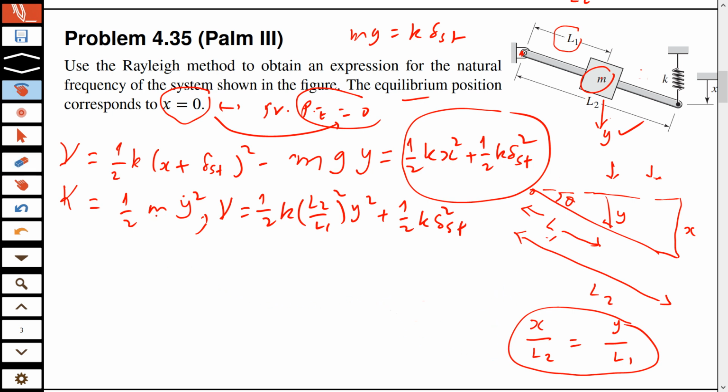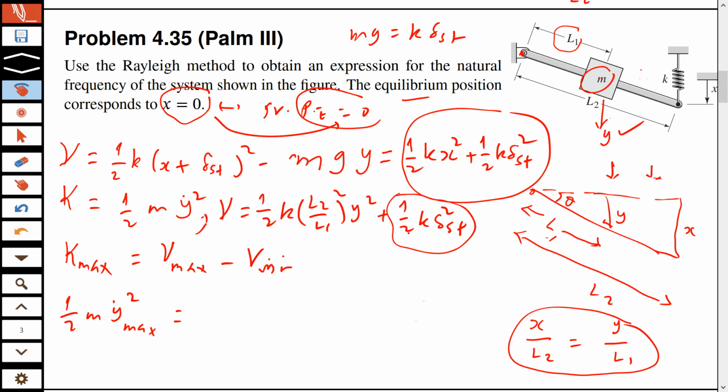One more thing is that we can now simply write Kmax equals Vmax minus Vmin. So let's plug the values. Kmax is half m y dot max squared. Remember, in both Vmax and Vmin this constant will be there, because it doesn't change, so it will cancel out. So it's only a max of this and a min of this. Min is 0 because y equal to 0 is the minimum value, so we only write the maximum, half k (L2 over L1) squared y max squared.